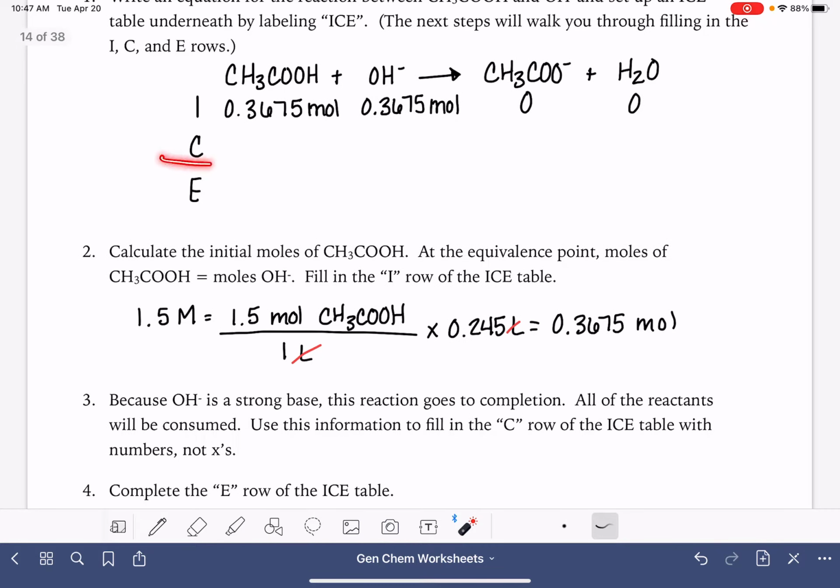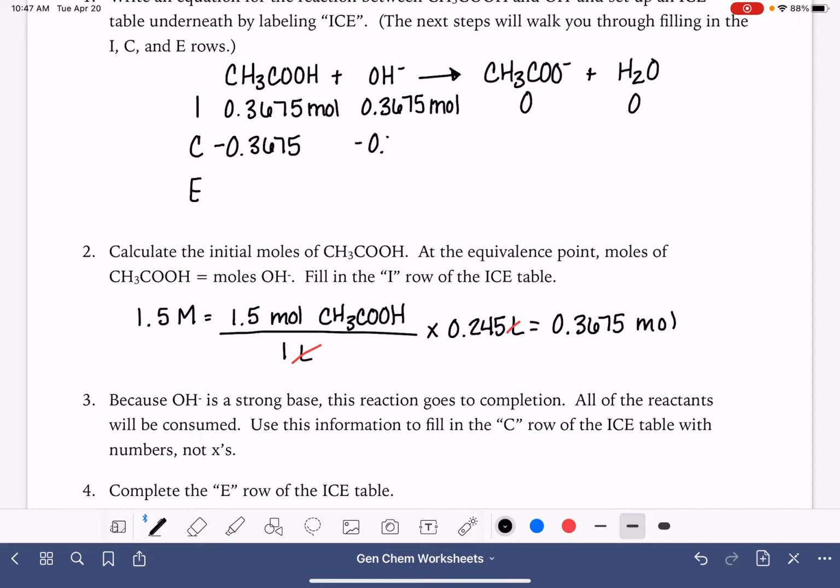So now let's get ready for filling out our change row. Because OH minus is a strong base, that means that this reaction goes to completion. That means we don't have a minus X plus X situation. We know that this reaction goes 100%. So in terms of our change row, we are going to react every single thing that we have.